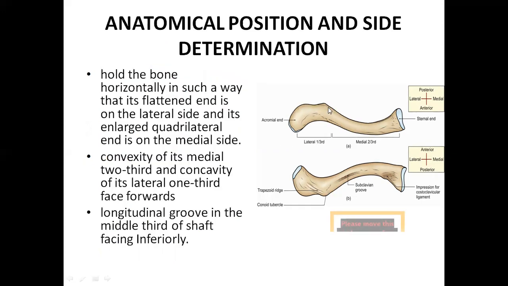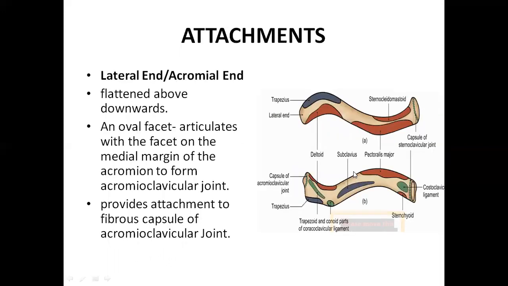So for anatomical position and side determination, hold the bone horizontally in such a way that the flattened end is on the lateral side and the enlarged quadrilateral end is on the medial side. And check the convexity of its medial 2/3 and concavity of lateral 1/3. And just check for this subclavian longitudinal groove on the inferior aspect in the middle 1/3 of the shaft.